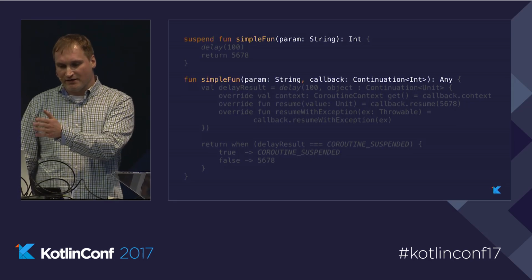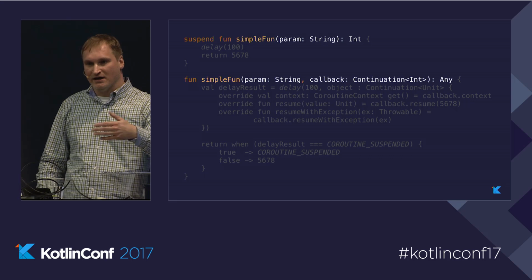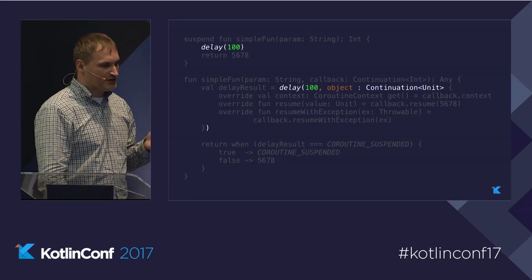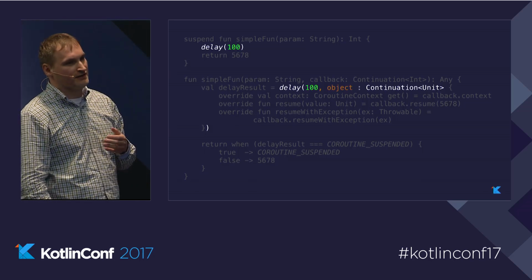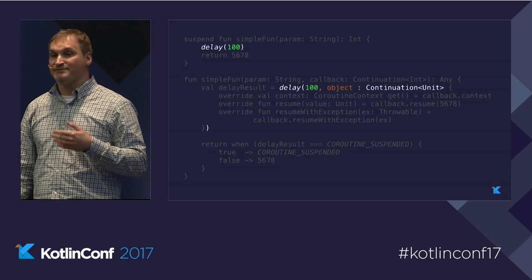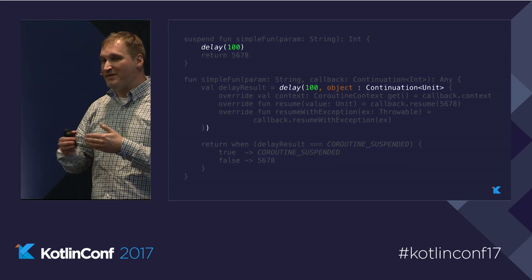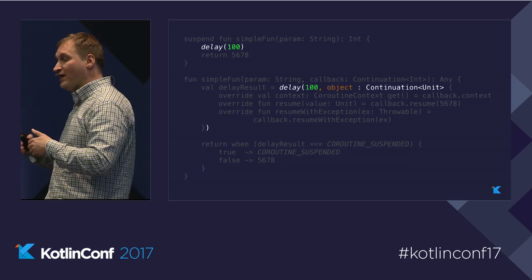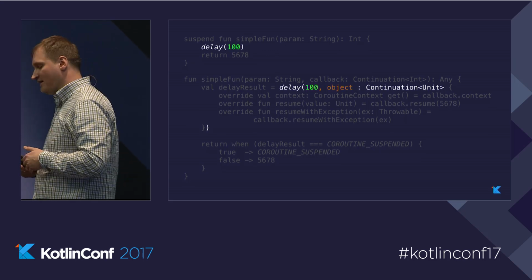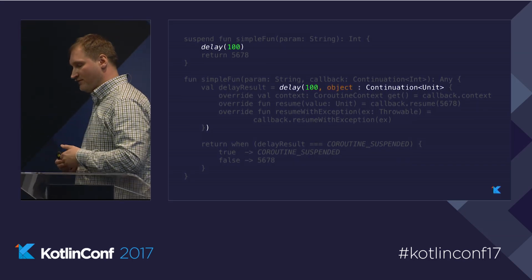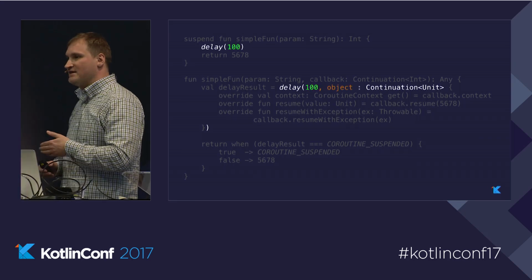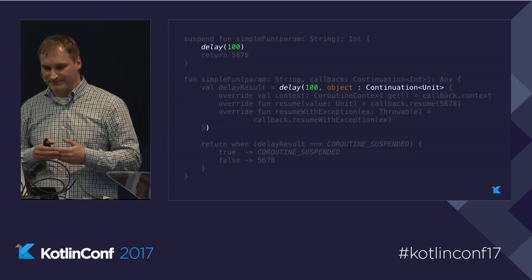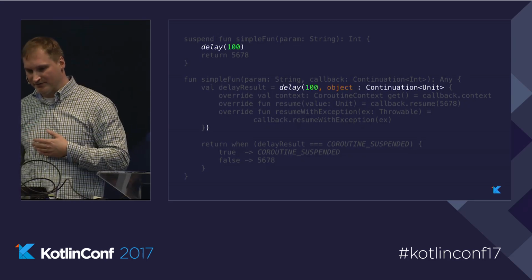So let's try to analyze this function so that we can understand how it actually works. First, we call the delay function. The delay function is a standard function in the kotlinx library. It's a suspending function, so it's sort of like the sleep method of Thread, but it doesn't actually block the thread. It will wait for the specified time, so it will suspend the execution for the specified time. Since it's a suspending function, we have to provide a callback parameter of the Continuation type. So we'll provide one here.